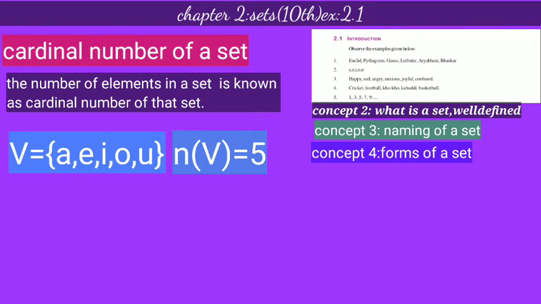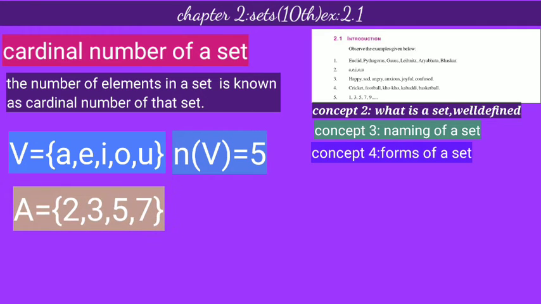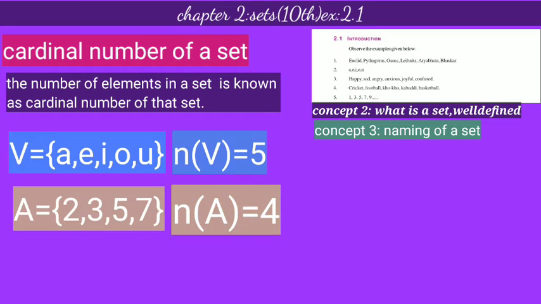So, I take another set A equal to the set {2, 3, 5, 7}. Here you see these are the first 4 prime numbers. So the cardinal number of set A is 4. We write it as n(A) equal to 4.